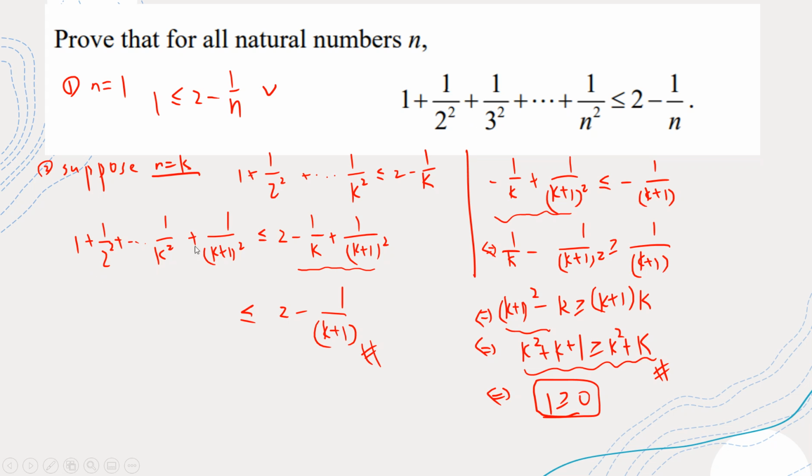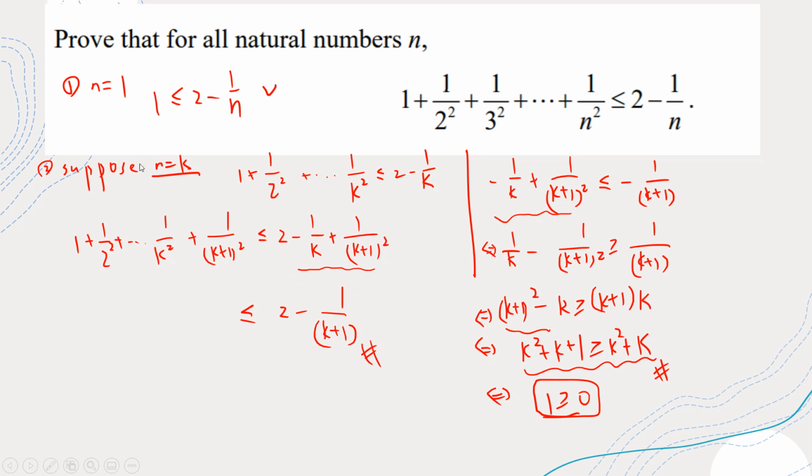Now how about n equals k plus 1, right? So we will add this term, and combining these two terms will give you these two terms. Now you want to show this is correct, right? So basically you want to show that the summation of these two terms is less or equal to this. You just do the manipulation and check whether it's true or not. So we multiply by minus 1, and then multiply by k plus 1 squared. So it becomes k plus 1 squared minus k greater or equal to k plus 1. And then you combine these, you get k squared plus k plus 1 greater or equal to k squared plus k. So 1 is greater or equal to 0. That means this is trivial, right? So combining these two, you get this.